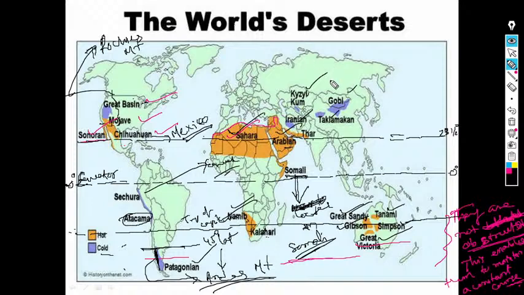Here it is Gobi desert. You can see Gobi, Taklamakan. These are the cold deserts. Okay. So maximum, the hot deserts in the world particularly lie in the trade wind belts, basically high pressure belts. Maximum are seen in the high pressure belts. Okay, let us look ahead.